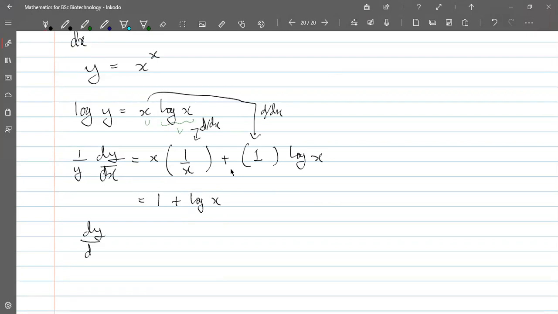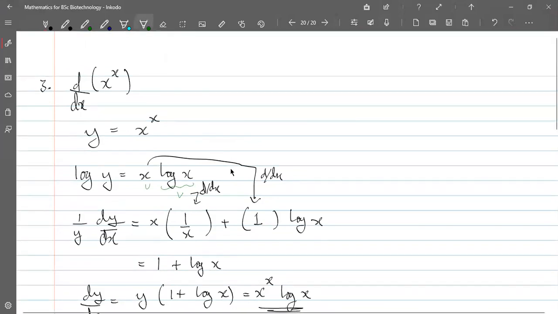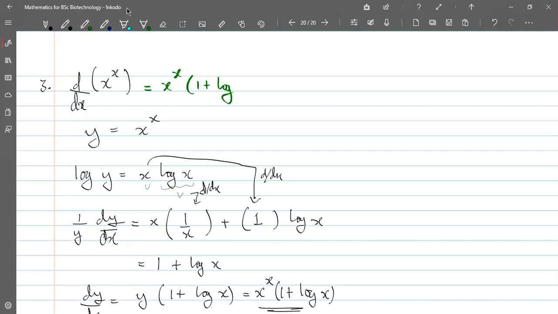So you have dy by dx is y times 1 plus log x. y is x to the x. So here you have x to the x log x. So that is the answer. Okay, I'll summarize it and write. The answer that we get here, I'm sorry, I forgot, I don't know what I did. 1 plus log x. I missed that. Yeah, x to the x times 1 plus log x. Is this clear? So it's because we have x in the base as well as the exponent.